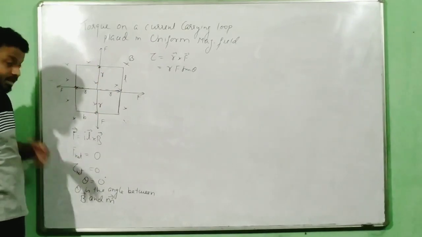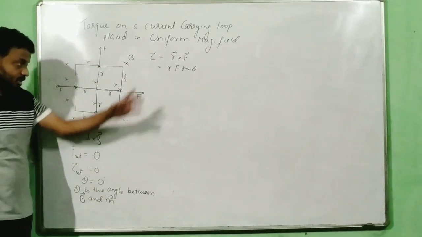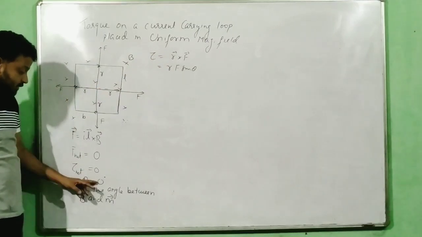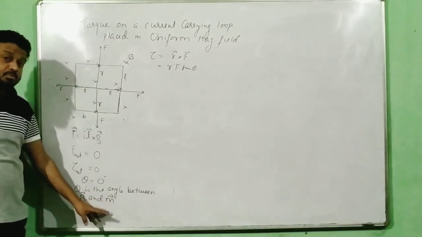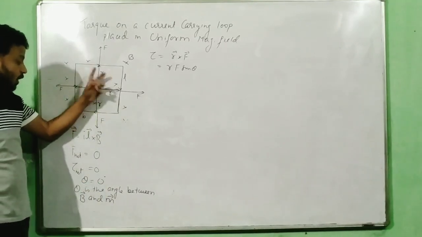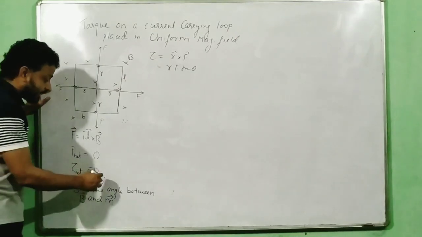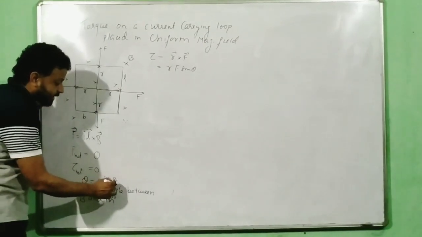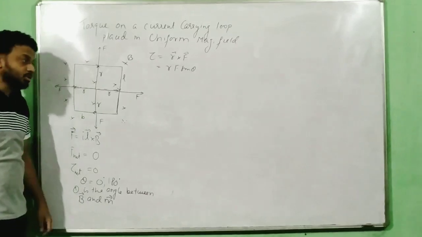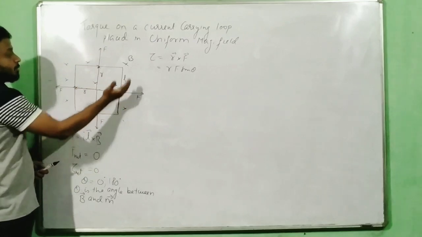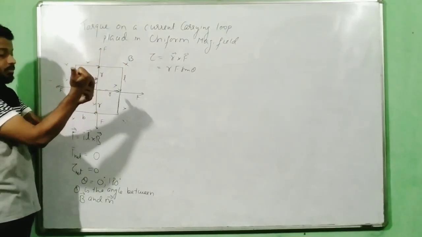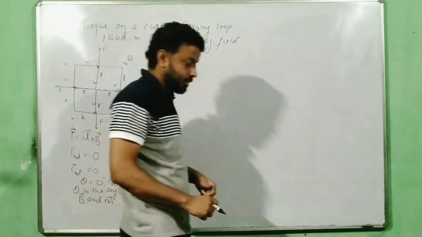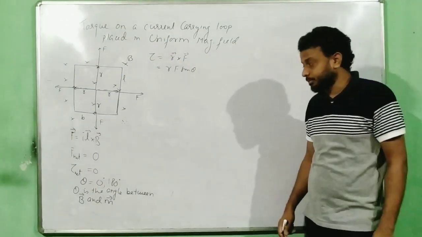So theta, because this theta is very important, it's coming very soon. Theta is 0. What is theta? Theta I am defining as the angle between the field and the magnetic moment. So in this case, the torque is also equal to 0. Even for theta equal to 0 or 180, the torque will be equal to 0. That means if I imagine the same case, if the current is anti-clockwise, the magnetic moment will have a direction in this direction and the magnetic field will be in this direction. So the angle between them is 0 degrees. So in this case also the torque will be equal to 0.